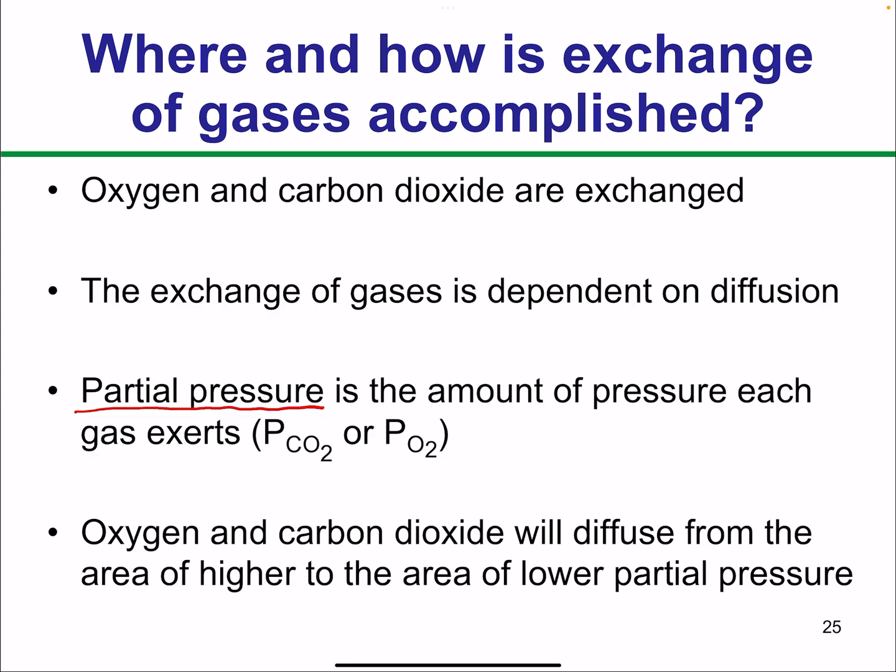The question we are going to ask at all times is this: where is the partial pressure the highest for a given chemical? For oxygen, for carbon dioxide, right? Wherever the partial pressure is the highest, it's where the chemical is going to diffuse from, toward where the partial pressure is lower, okay? All right, so oxygen and carbon dioxide will diffuse from an area of higher concentration toward an area of lower concentration or lower partial pressure.